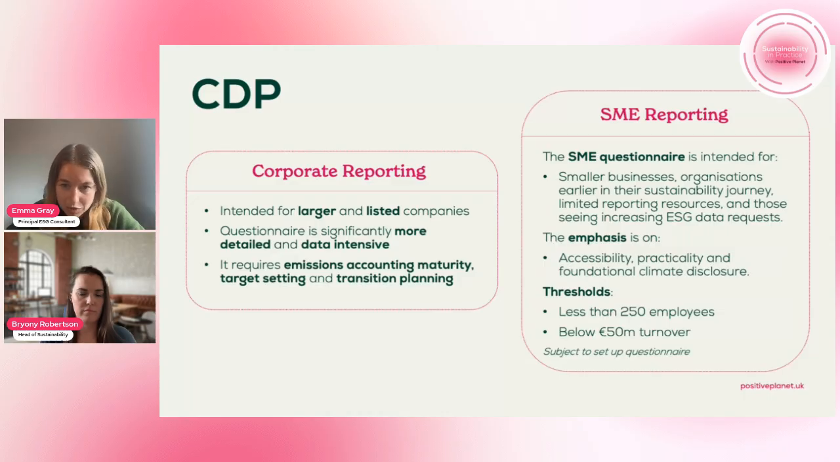There is a threshold to be eligible for the SME route, and CDP would define this as a company or an organisation that has less than 250 employees and below 50 million euros in turnover. It's a little bit subjective though, so my advice would be to go through the questionnaire setup, and CDP will then allocate your reporting route accordingly.